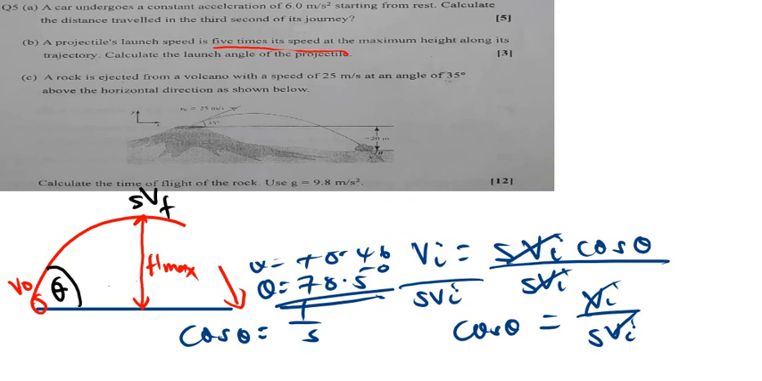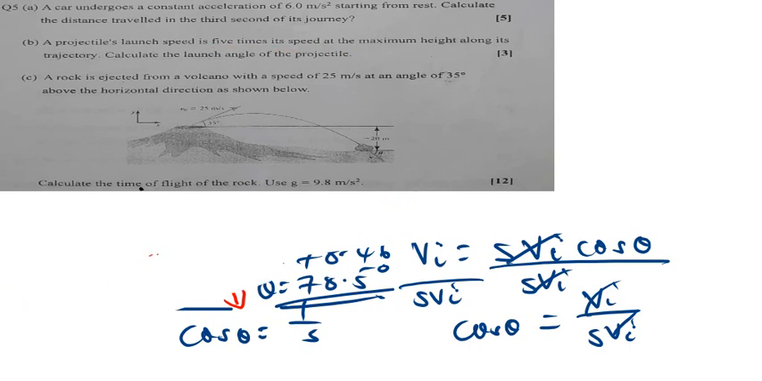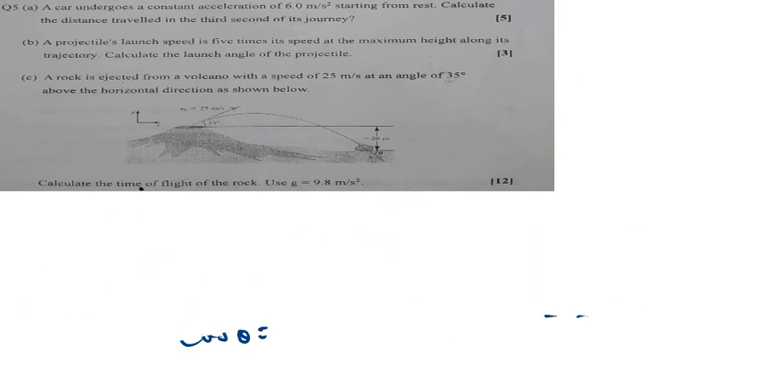Now we have another projectile motion question, which is very, very important. So here is our question. A rock is ejected from a volcano with a speed of 25 meters per second at an angle of 35 degrees above the horizontal direction, as shown below. So we can see the diagram there. Calculate the time of flight of the rock. Use g as 9.8.